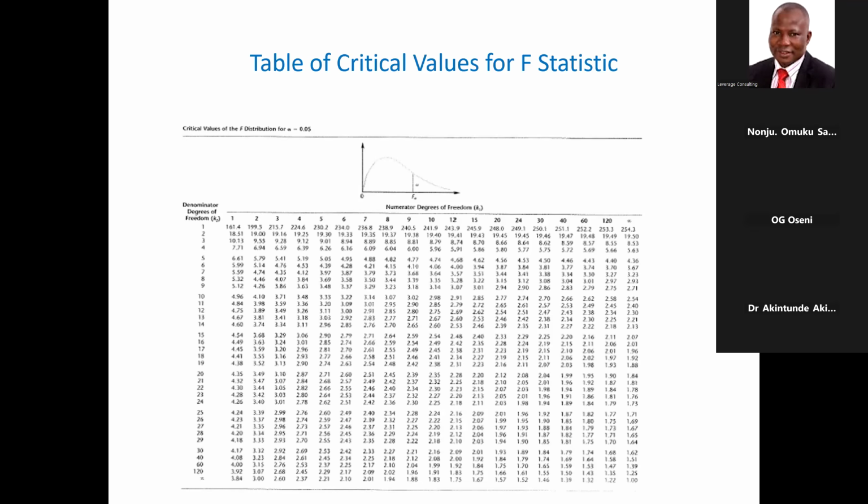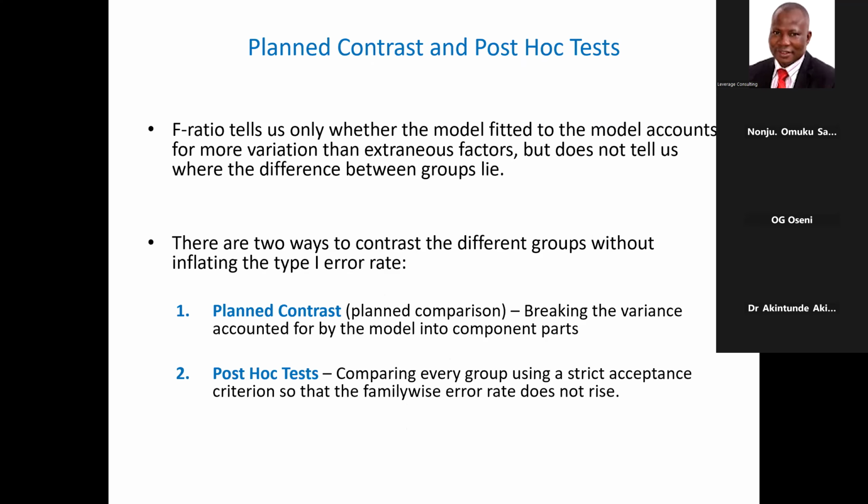If you look at the statistical table for it, you see the denominator degree of freedom is along the row, while the numerator degree of freedom is along the column. So can you see now? If you want to know the critical value, you have to know the degrees of freedom for both, and where they meet will be the critical value. So now let's talk about that F ratio.